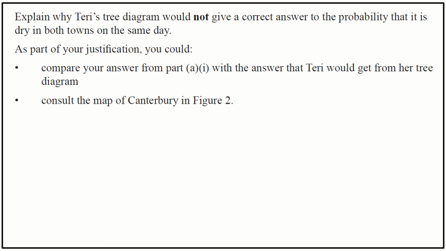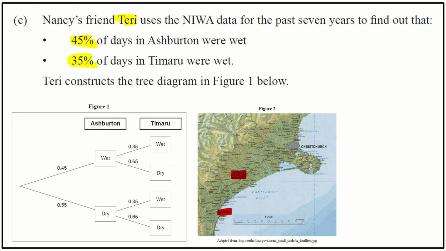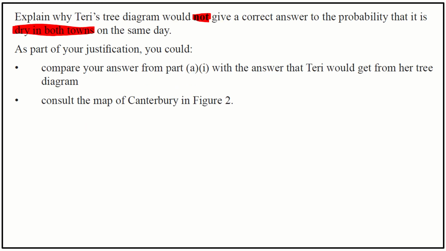So we're asked to say why Terry's diagram is not going to give us a correct answer when we find the probability that it is dry in both towns. Okay, so what we want to think about is Terry's model here. Terry's model assumes that the chance of being dry in Ashburton and the chance of being dry in Timaru would be 0.55 times 0.65. So let's just work out what that probability is.